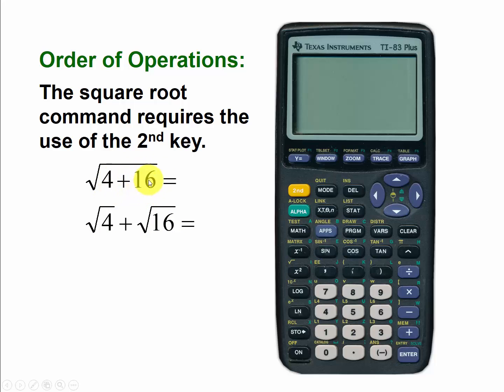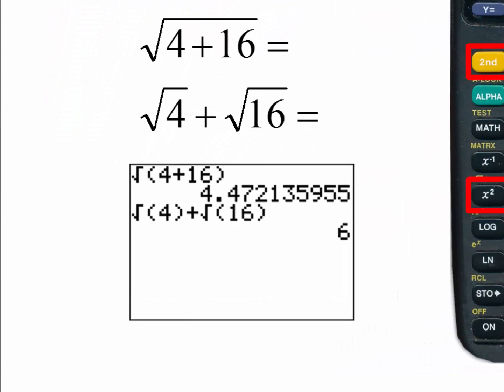So the first one, we want to add these two and then take the square root. And for the second problem, we want to take the square root of 4, take the square root of 16, and then add those two numbers. So hitting second and x squared, we get the square root key. We would type in 4 plus 16, close the parenthesis, and we get the square root of 20, which is approximately 4.47.